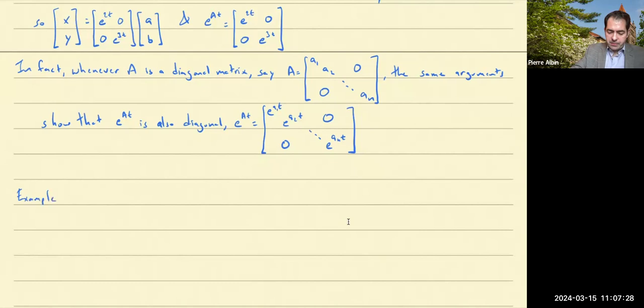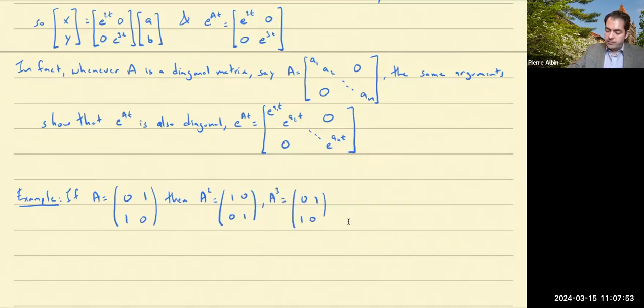Here's another example. Suppose you have this matrix, so only the off-diagonal terms are there, and they're both equal to 1. So then it's quick to compute. If you square it, you get the identity matrix. If you cube it, then you get the matrix you started with. A to the 4th is again the identity matrix, right? And so on. So in general, we could say that A to the 2k is the identity, and A to the 2k plus 1, right? Any odd power is just the matrix A again.